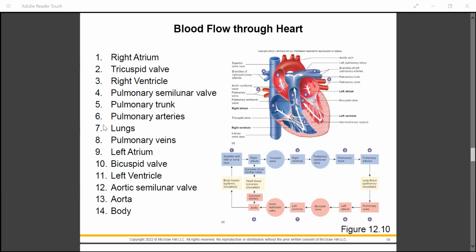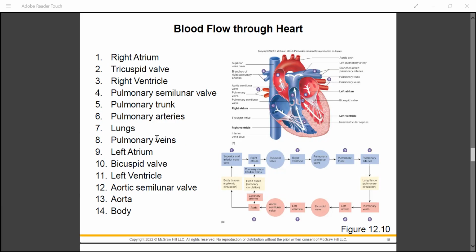So now we're here at number 7. We're in the lungs. This is where our blood is going to pick up its oxygen and drop off its carbon dioxide. So step 1 through 6 is all deoxygenated blood. Step 7, our blood gains its oxygen from the lungs. And so now our lungs are going to send that oxygenated blood back to the heart via the pulmonary veins. Veins are always going to bring blood back to the heart.